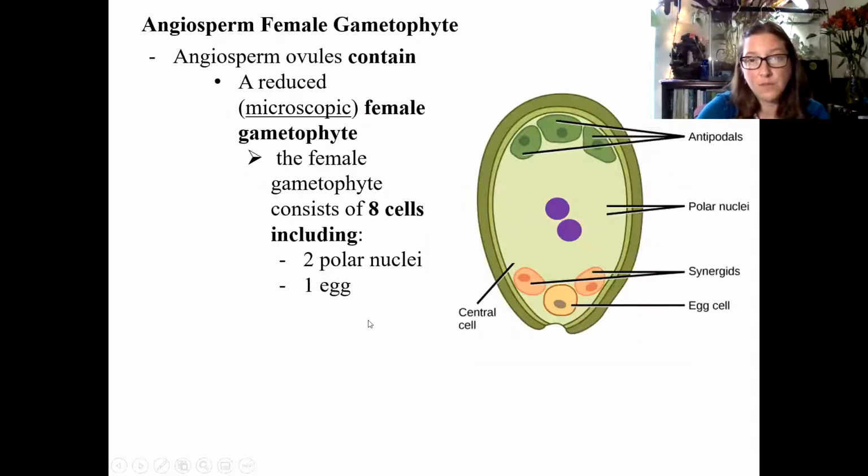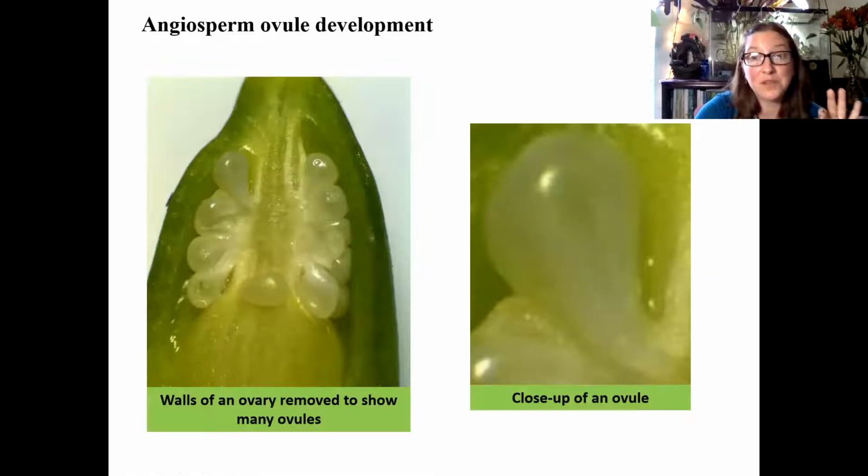8 cells. I don't want you to be confused. This is the outside of a single cell, but in it are the nuclei of that cell. So it's like 8, just say 8 cells for the purposes of this class. 8 cells. Female gametophyte of angiosperms composed of 8 cells, period.